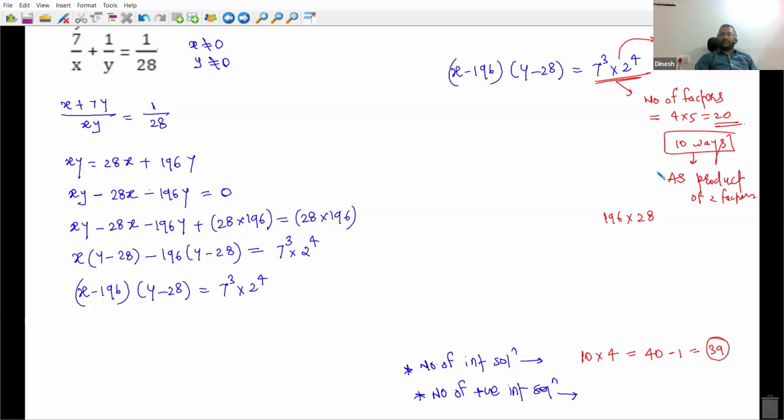Look at one of the ways out of these 10 ways: 196 into 28, 28 into 196, minus 196 into minus 28 and minus 28 into minus 196. Here the solution is going to be 0, 0, which is invalid. And these two will give you positive integral solutions. These are the 10 ways. Every way will give you two positive integral solutions.